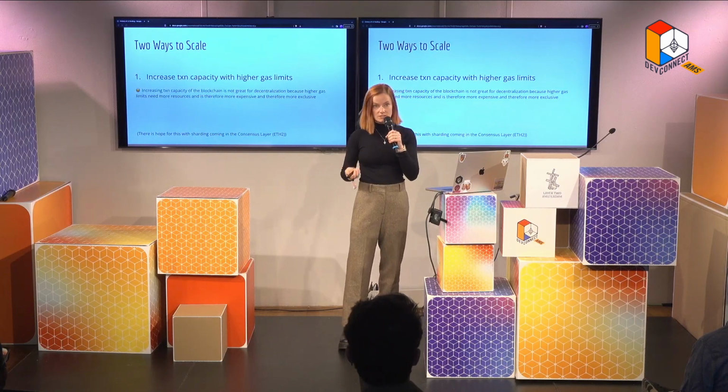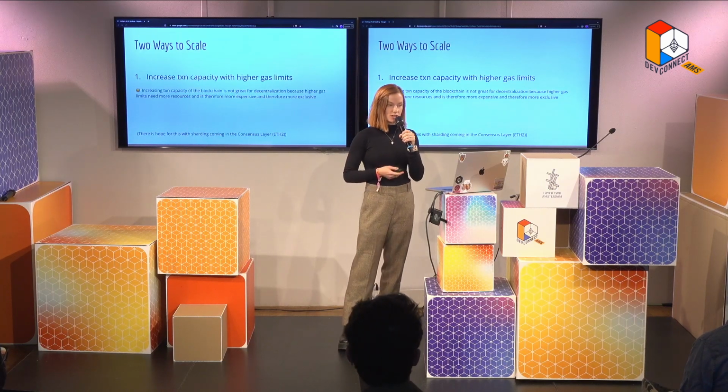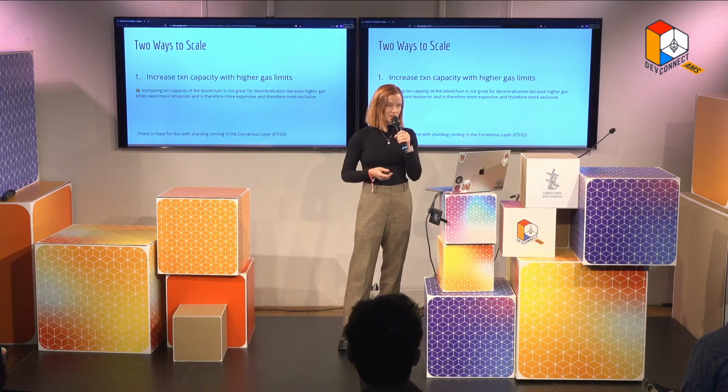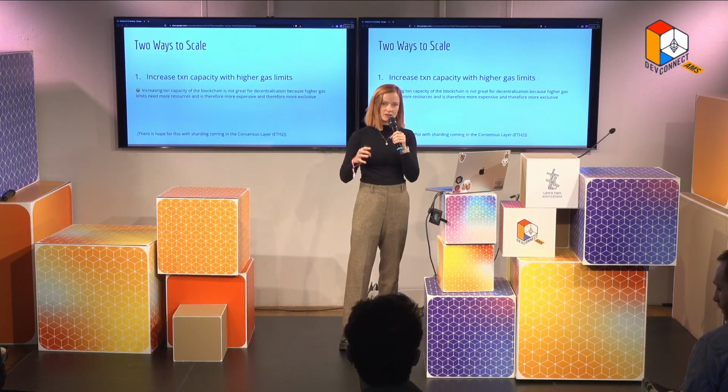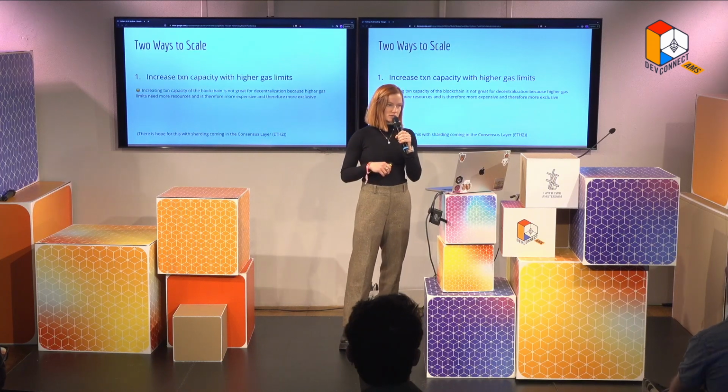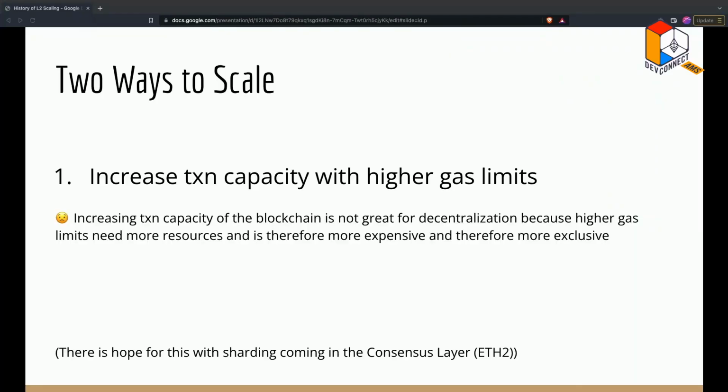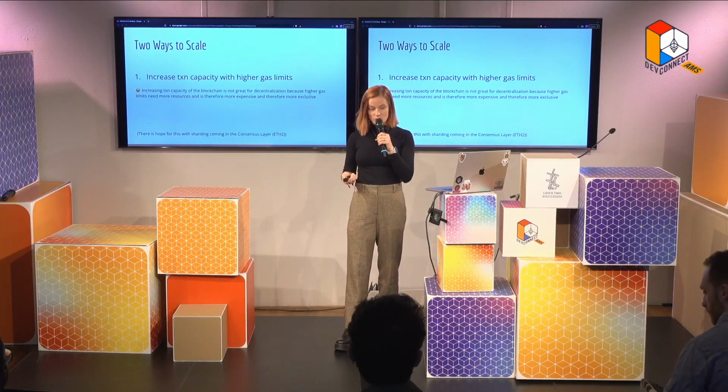So there are two ways to scale. One is we can increase transaction capacity with higher gas limits. Ethereum's not really about bigger blocks in the way that Bitcoin is. It's about a higher gas limit inside of the block. This is what BSC and Polygon do. They fork ETH and they increase the gas limit inside of the block, which compromises on some decentralization in favor of higher capacity.